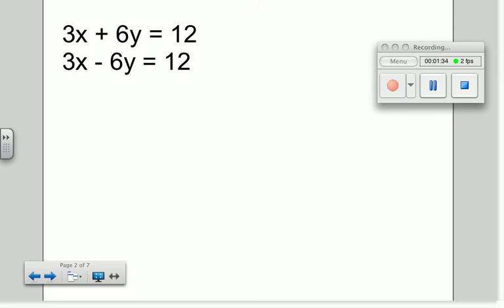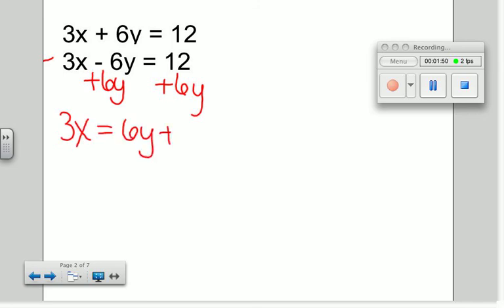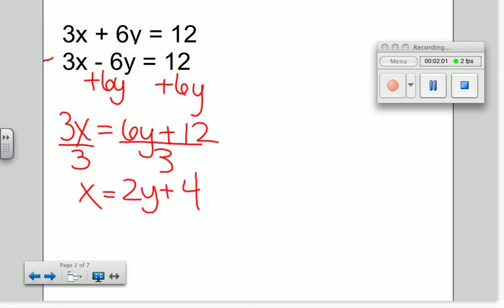This first one I'm going to solve the second equation for x. I'm going to do that by adding 6y to both sides. So we have 3x equals 6y plus 12. Then I'm going to divide everything by 3. So we get x equals 2y plus 4. That is my new manipulated equation in the form of x equals. So we solved one of them for x.